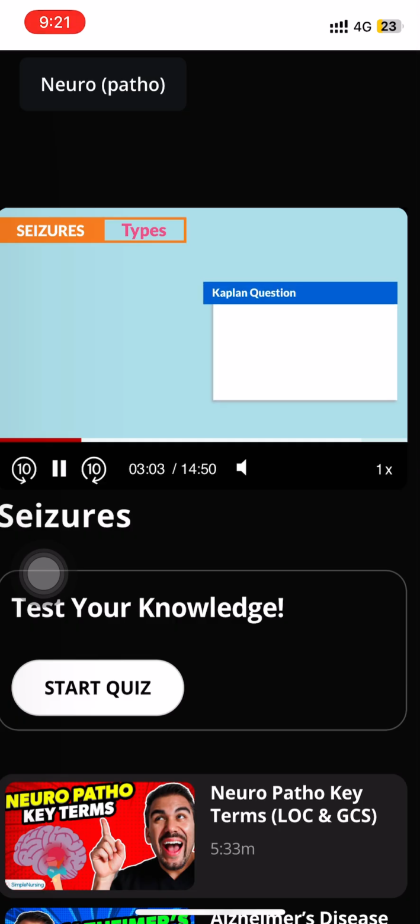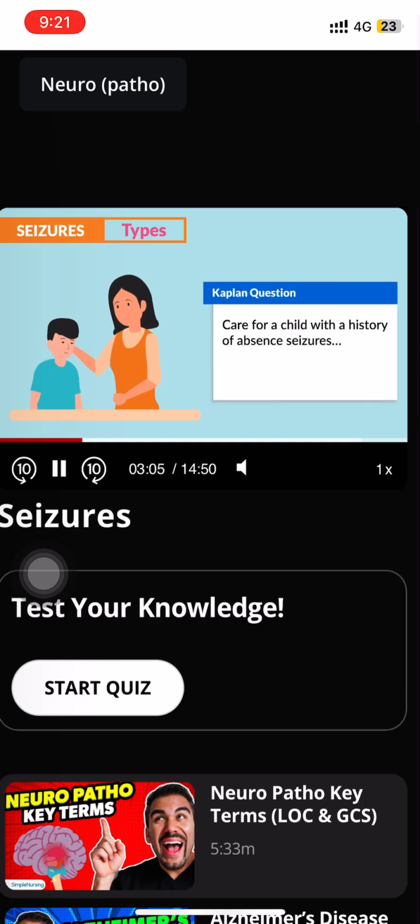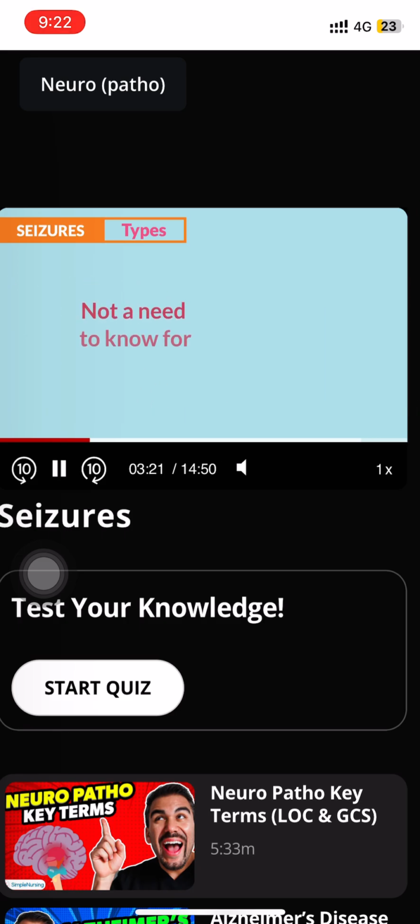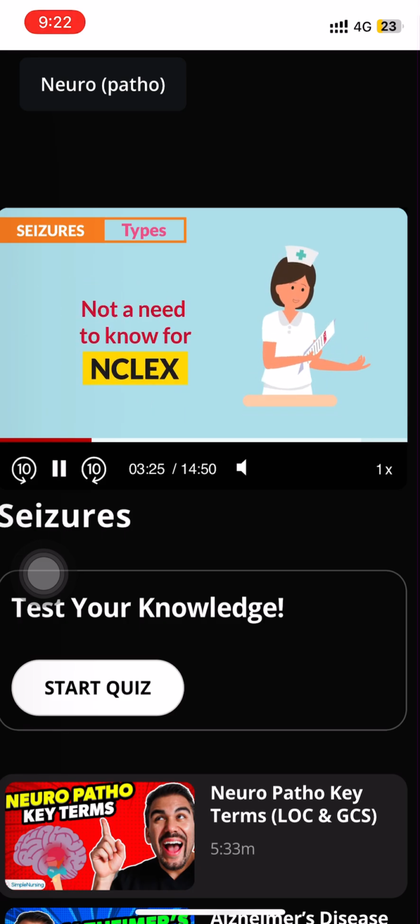So Kaplan mentions, care for a child with a history of absent seizures, monitor for brief interruptions in consciousness. So really the key words here are brief interruptions of consciousness that kind of look like daydreaming. Now, switching gears to partial seizures. Technically not a need to know for the NCLEX, but it may show up on nursing exams.